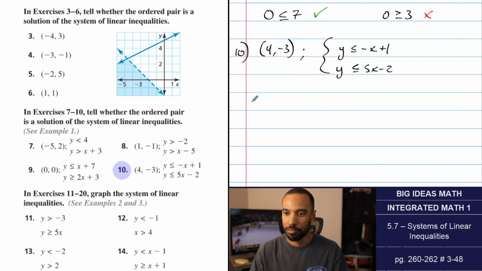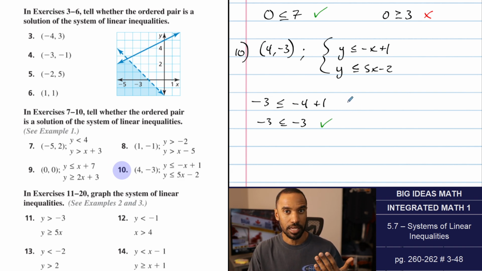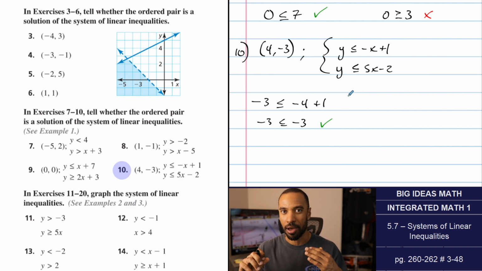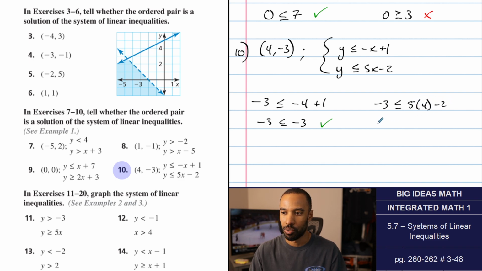So -3 is less than or equal to, that's the opposite of 4 plus 1. Oh, case in point right here. -3 is less than or equal to -3 is a true statement. It's equal to, this would be basically on the solid line. But is it in the overlapping shaded region? Or is it bounding the overlapping shaded region? That's a question as to whether it fits within this one. So -3 is less than or equal to 5 times 4 minus 2. Oh, yeah. That's definitely in this shaded region. 20 minus 2, or 18.